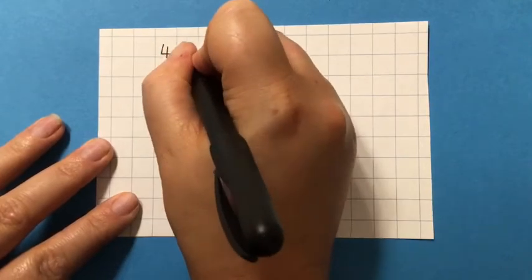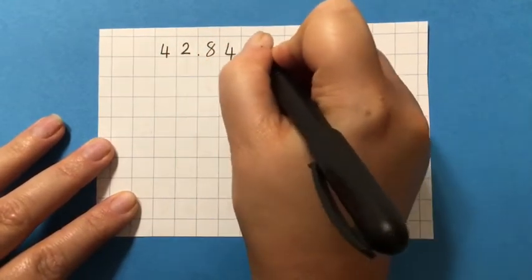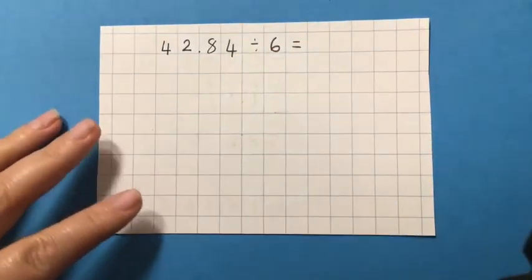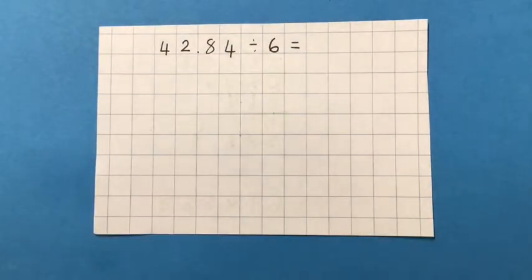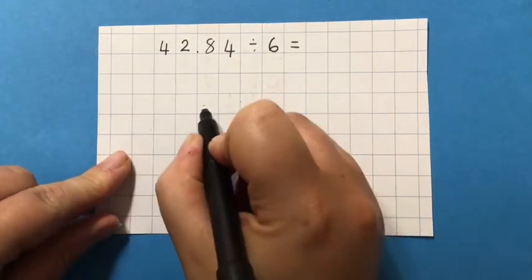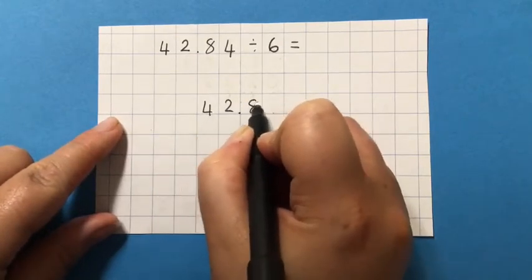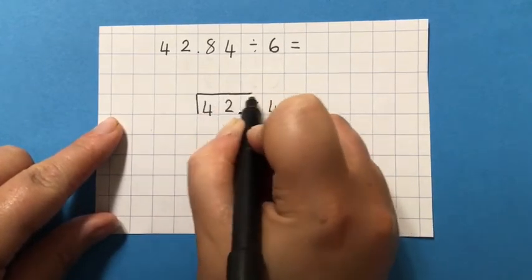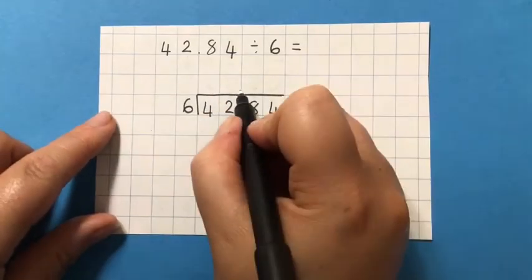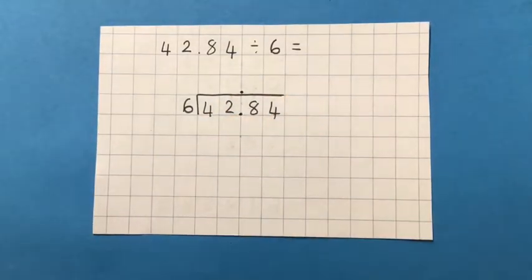So we've got 42.84 divided by 6. So for this one, we're going to have to know our 6 times tables. And the method that we would use for this would still be exactly the same. It would be bus stop method, okay? And for this one, we need to use our 6 times tables. So 42.84. Again, I would put your point in so that it's already there, and then you know it's going to go here in your answer. So again, I'll put the decimal in there now.